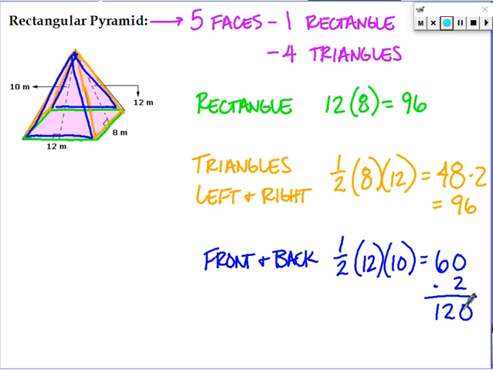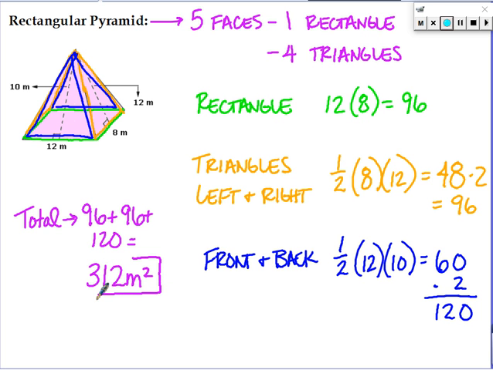So now, to get my total, we can just add up all 5. So that'll be 96 plus 96 plus 120, which gives me my total of 312 square meters. So again, the pyramids are just like the prisms. You're just going to add up each face, think about what each face is, and it's either going to be rectangles or triangles. So you're either using 1/2 base times height or length times width, and then you're just adding everything up.